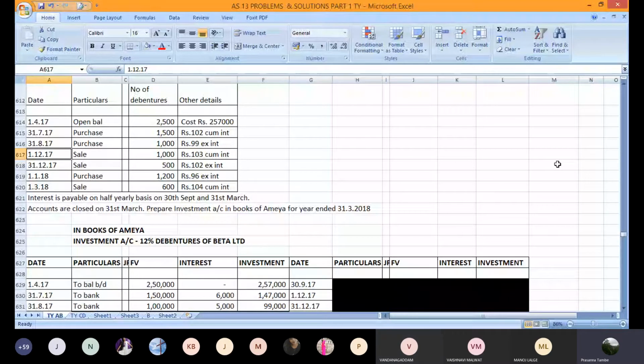30,000. Yes, that's correct. So the entry will be bank account debit to interest account 30,000 rupees on 30th September. So 30th September, we have one more entry, bank account debit to interest account. So write down this entry.